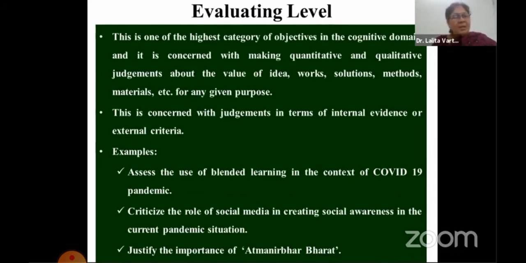So questions like, assess the use of blended learning in the context of the COVID-19 pandemic, or criticize the role of social media in creating social awareness in the current pandemic situation, or justify the importance of Atmanirbhar Bharat. Such kind of questions would make the students judge on the basis of various aspects.